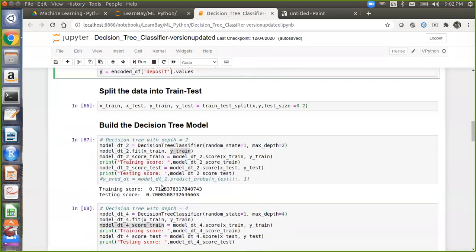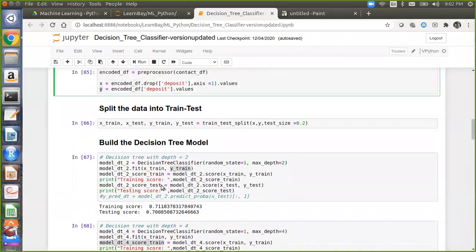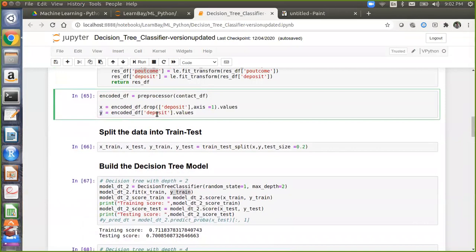Utkarsh, I have a question. Is it deposit or default, the Y, the target variable? I think it is deposit. Deposit is the target variable. Okay. And can we get a data dictionary for all the columns?